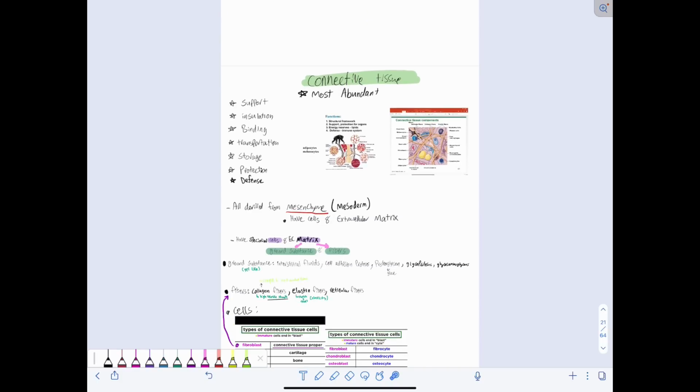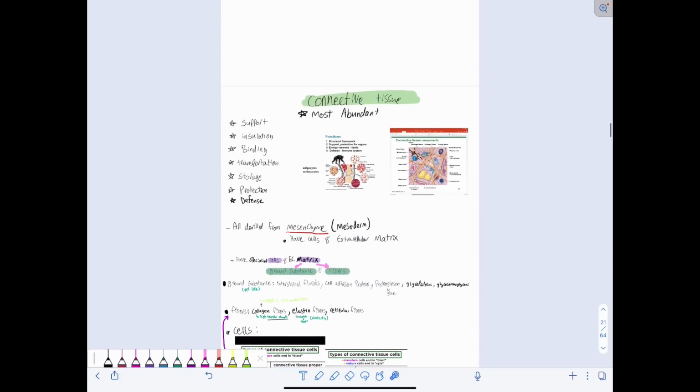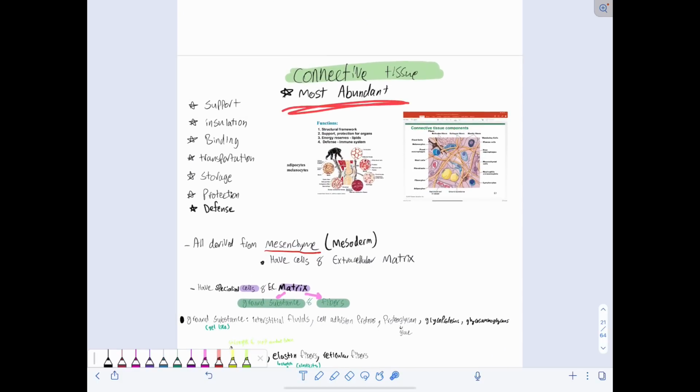All right, last but not least, connective tissue. Everything we didn't talk about falls into connective tissue. So they are the most abundant. They're there to support, insulate, bind, just like what connective means, transport, store. We talked about protect already? Yeah, protect and defend the body, I guess you could say.